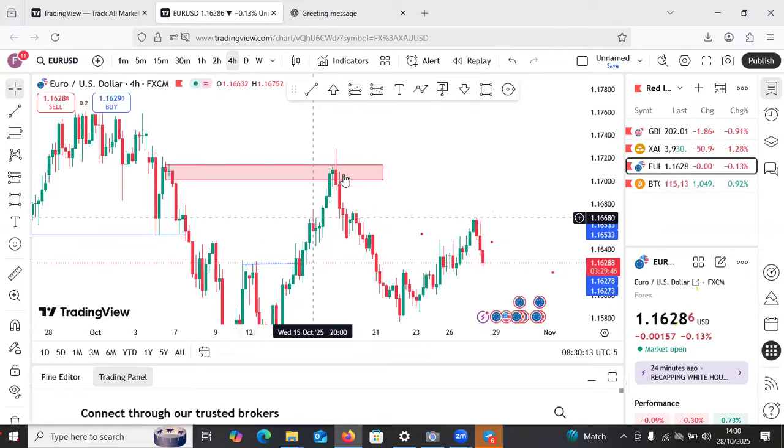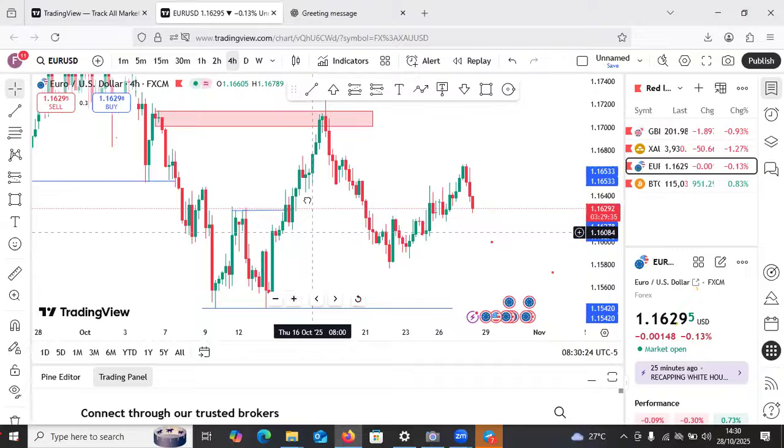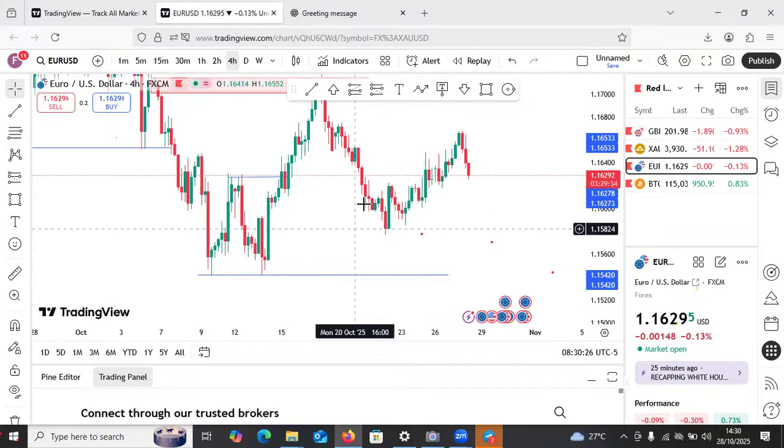It made a market sweep out. After the sweep out, it started selling. But this move doesn't give us a market structure shift from here. The market doesn't give us a market structure shift from here. But the problem I'm having with EU is this.